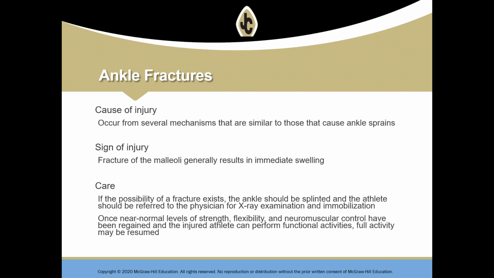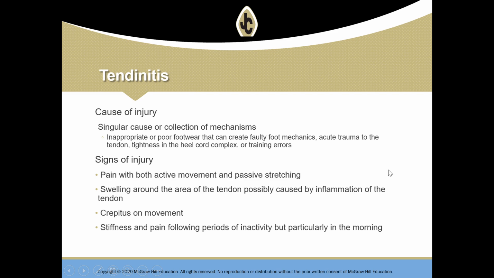Care of them: if the possibility of fracture exists, you should splint the area, and the athlete should be referred for an X-ray and further immobilization. Once they're near normal levels of strength, flexibility, and neuromuscular control, the injured athlete can perform functional activities. They may resume their normal activities. And in a lot of cases with some of these fractures, they may even need surgery because you want to make sure the joint is going to heal as close to normal as possible.